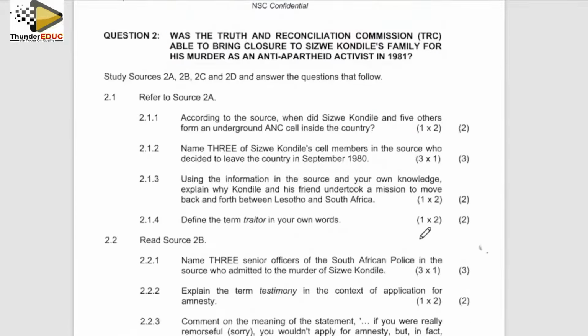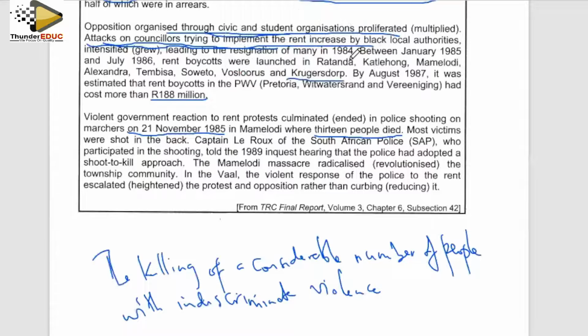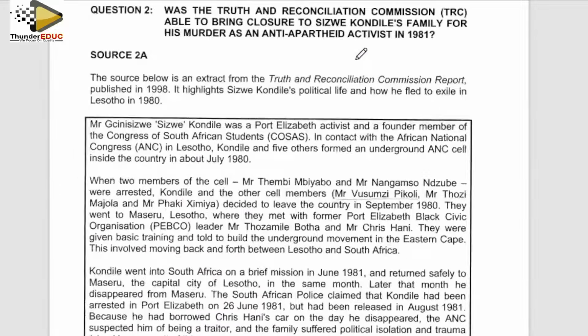Right. We move on to the next question. Question number 2. How was the Truth and Reconciliation Commission, the TRC, able to bring closure to Sizwe Kondile's family for his murder as an anti-apartheid activist in 1981? Right, let's go to the source and figure out how the TRC dealt with the case of the murdered Sizwe Kondile. Right. Source 2A. The source below is an extract from the TRC's report published in 1988. It highlights Sizwe Kondile's political life, and how he fled to exile in Lesotho in 1980.